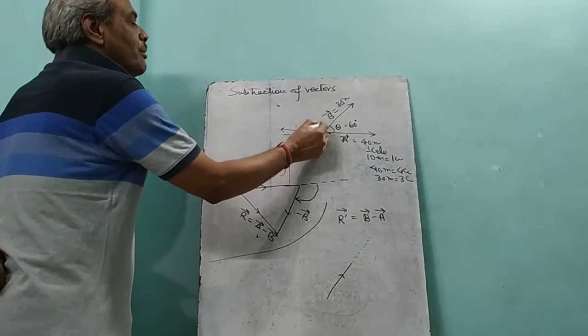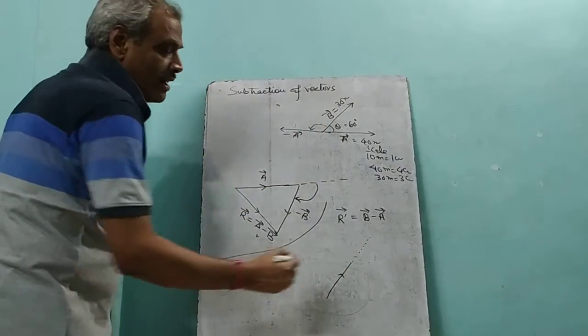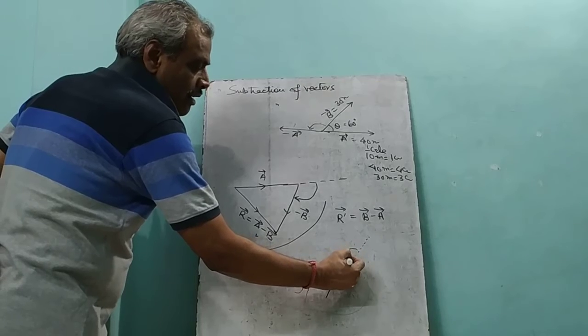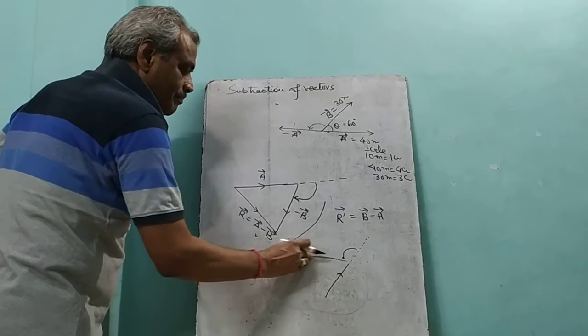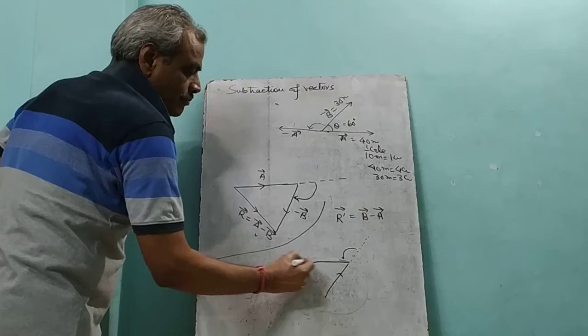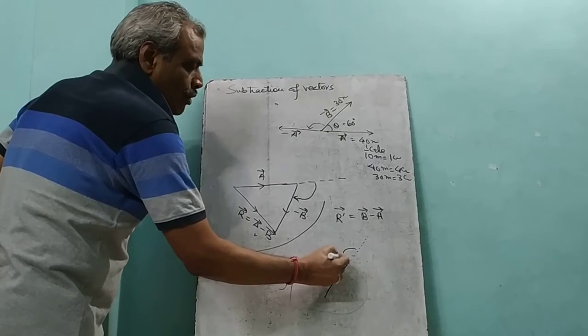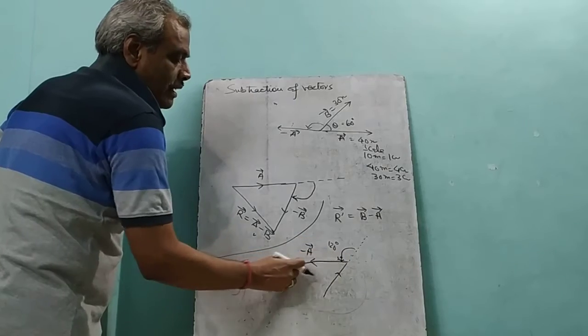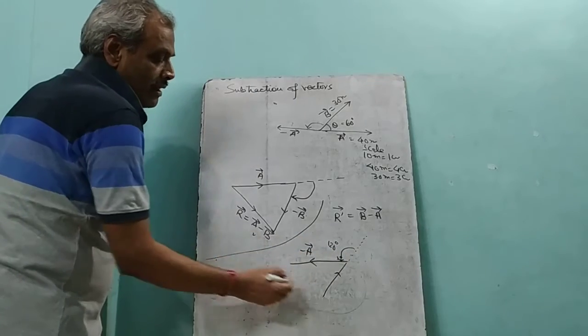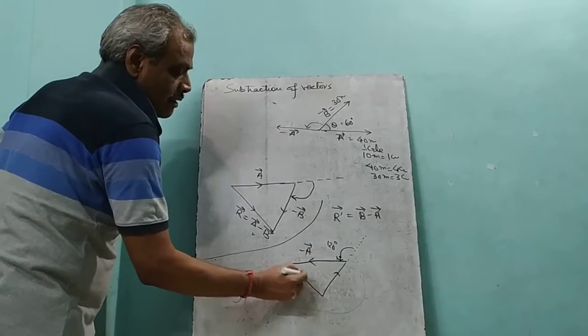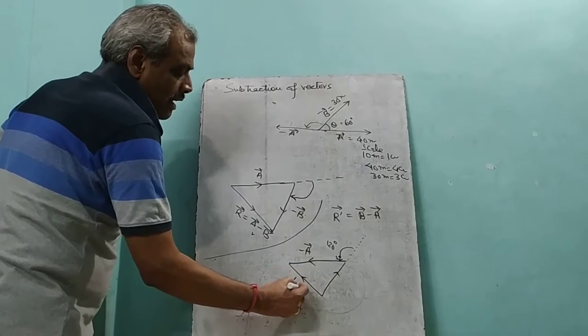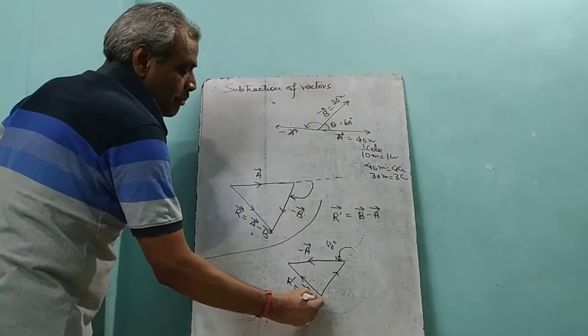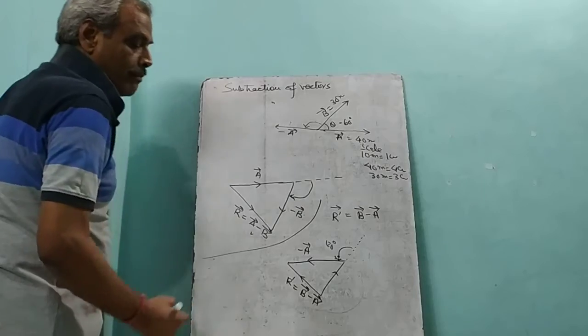And now what is the angle between B and A? 120 degree. So from here, 120 degree. In this direction, the length is 4 centimeter. Now join this. This is R dash equals B minus A.